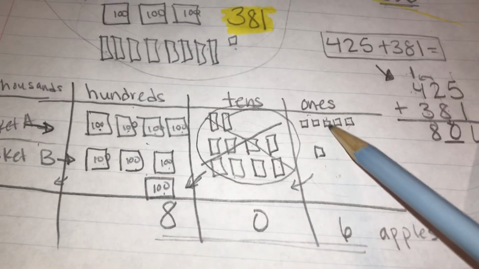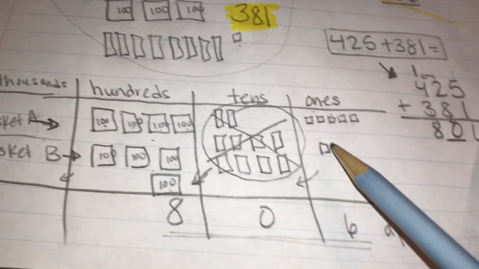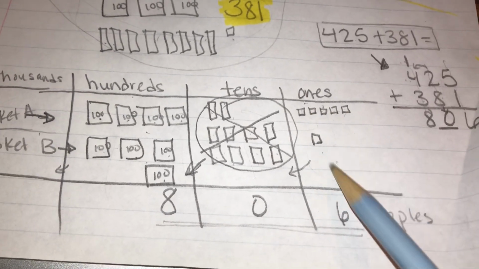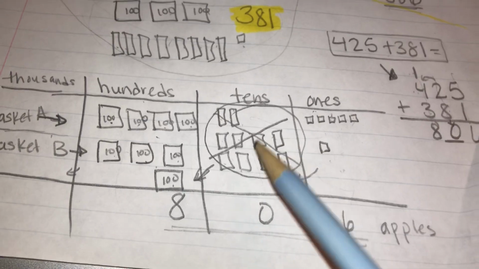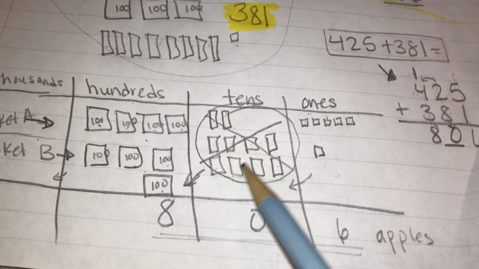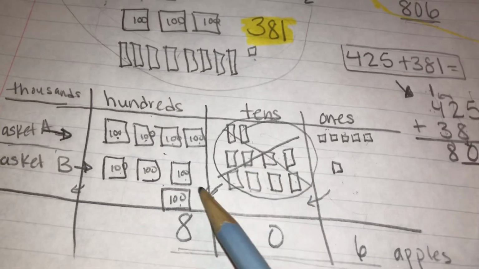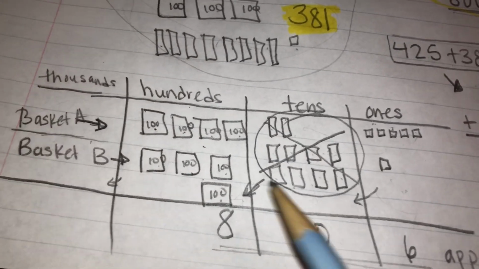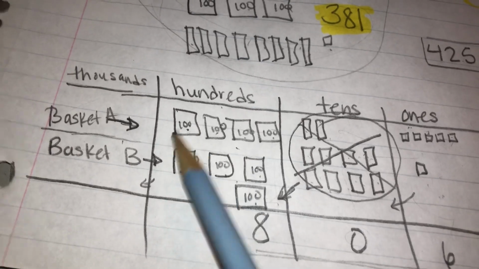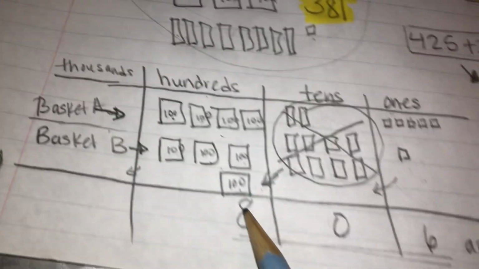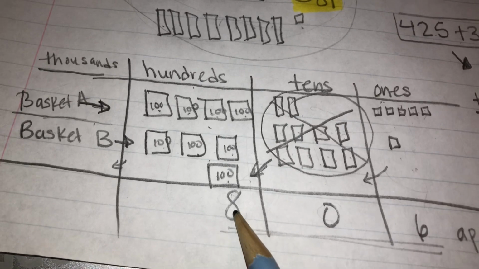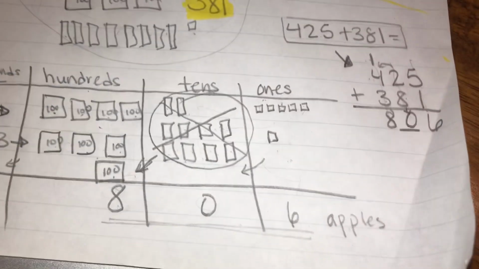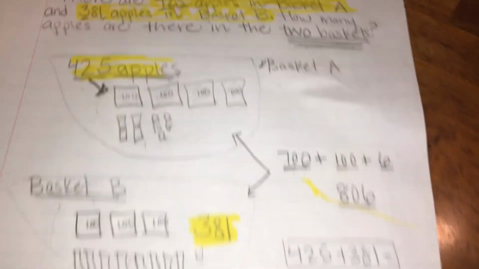Finally, I added all the apples together, and I started with the ones. There were 1, 2, 3, 4, 5, 6 ones. There were 10 tens, so I traded that for 100, so I was left with 0 tens. So now there were 800s in the hundreds place. Finally, I know there were 806 apples altogether. I hope this helped, guys.